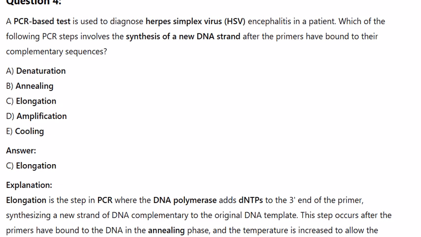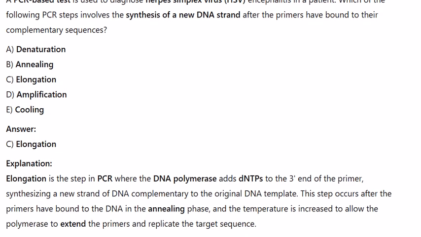Elongation. Explanation: Elongation is the step in PCR where the DNA polymerase adds dNTPs to the 3' end of the primer, synthesizing a new strand of DNA complementary to the original DNA template. This step occurs after the primers have bound to the DNA in the annealing phase, and the temperature is increased to allow the polymerase to extend the primers and replicate the target sequence.